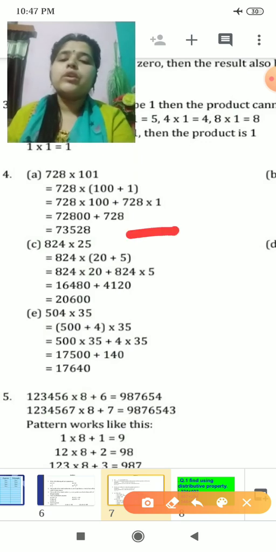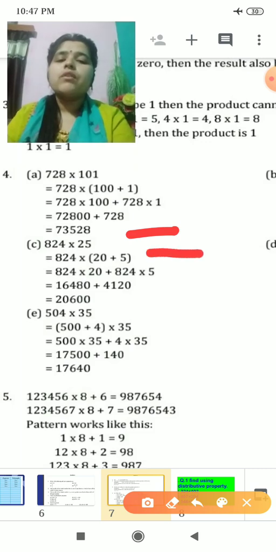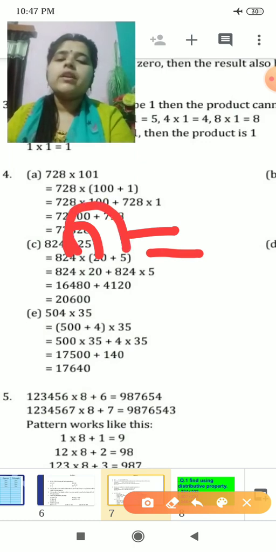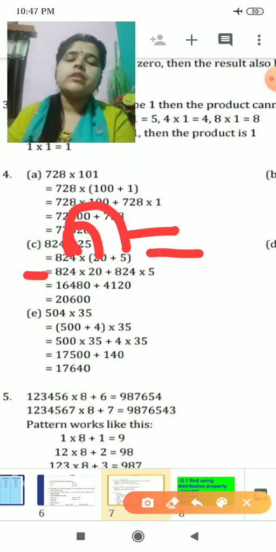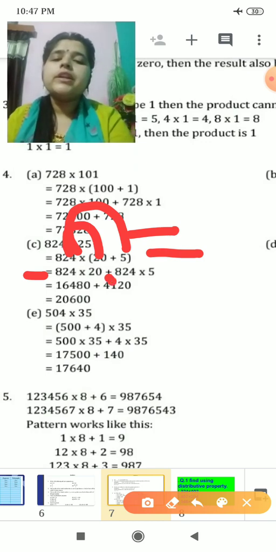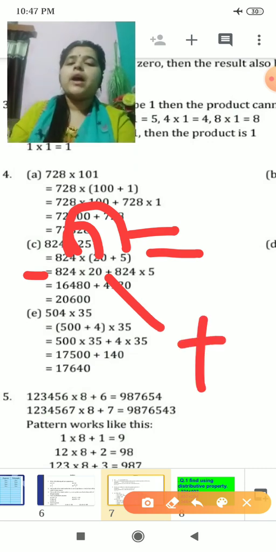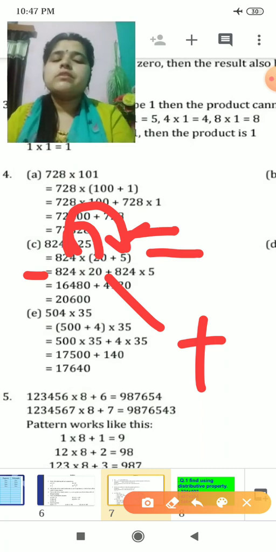Now we will break 25. How will we break 25? 20 plus 5. Now we will multiply 824 by 20, then 824 by 5. Look at this, the second step. Now 824 is getting multiplied with 20, and in the middle it is a plus sign, and we are having 824 multiplied with 5. It is written here.